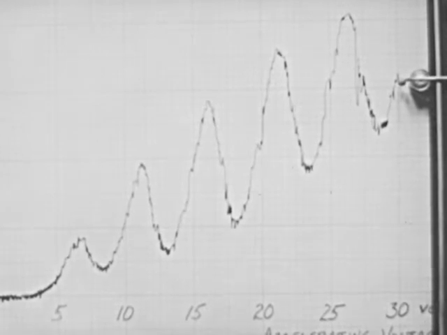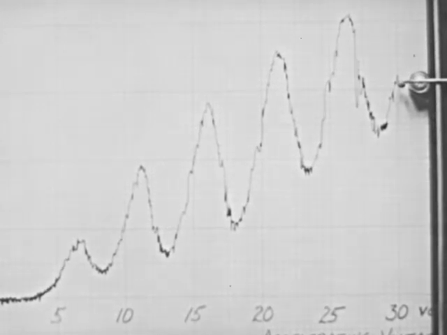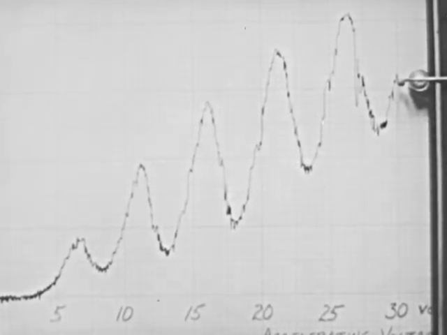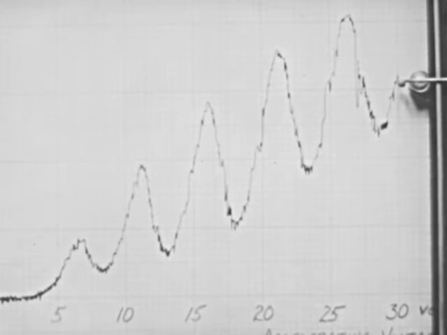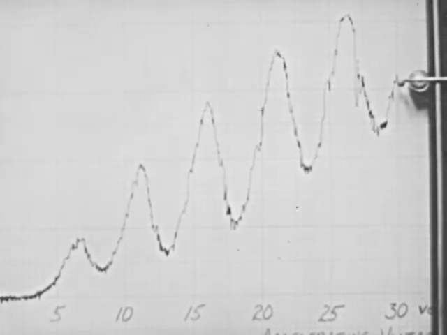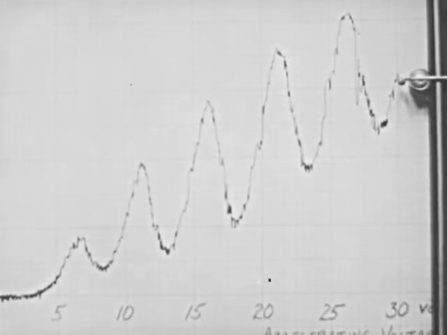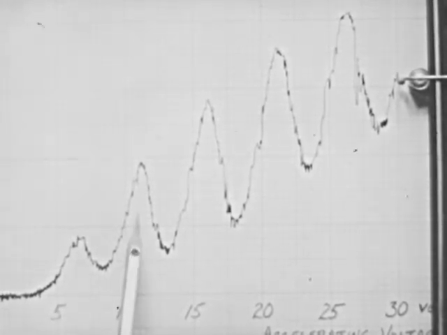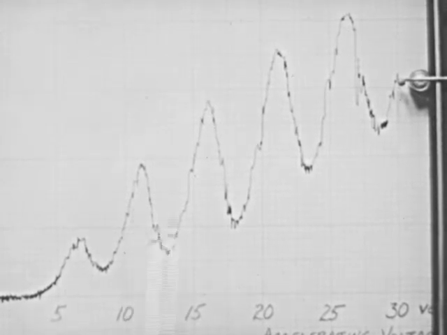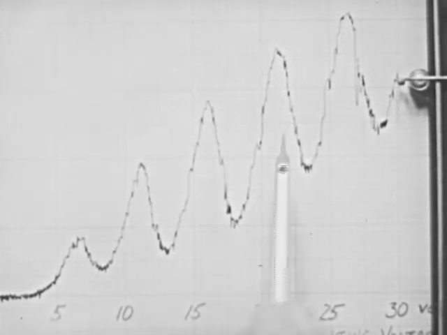Now, what does this tell us? Why should they all be just 4.9 volts apart? There are two possible explanations for this, and really this experiment alone cannot choose between them. The first answer might be that a mercury atom can absorb only packages of energy which have a multiple value of 4.9. For example, 4.9 volts, 9.8 volts, 14.7 volts, etc.